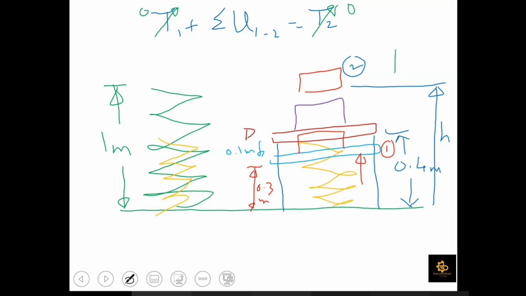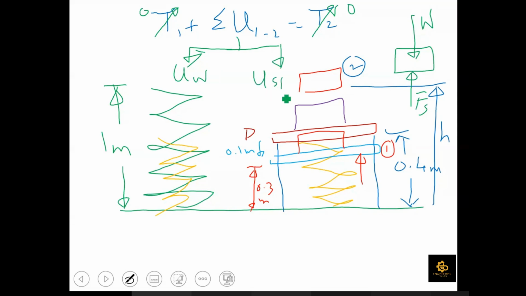Now coming to the term of work done between position 1 and 2. Between position 1 and 2, if we draw the free body diagram of this block, we get the forces on this block. One is the force of weight, which is acting downward. The other one is the spring force, which is going to act in this direction, isn't it? Yes sir. These are the two forces that would be contributing towards the work done term. One is U_W, the work done due to weight. The other one is U_spring, the work done due to spring force.